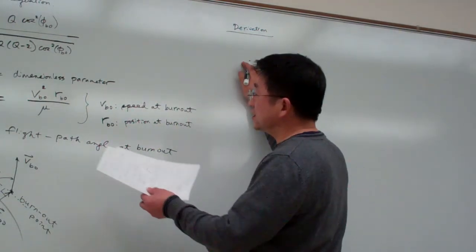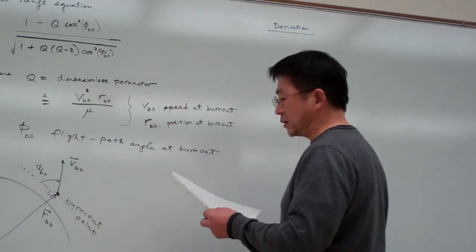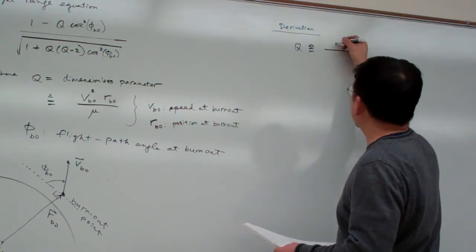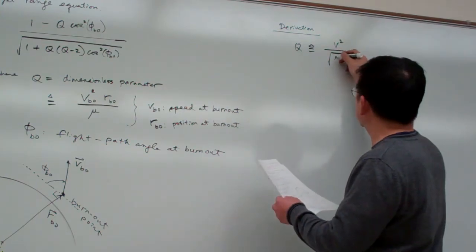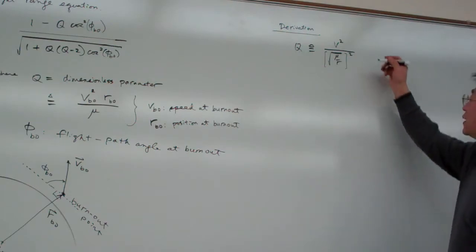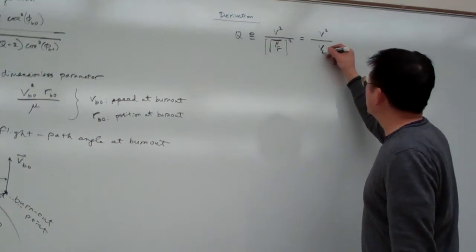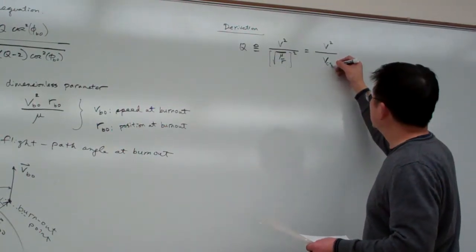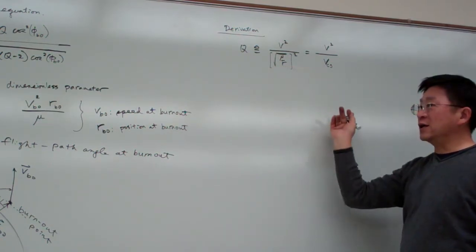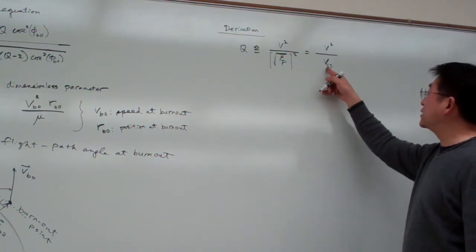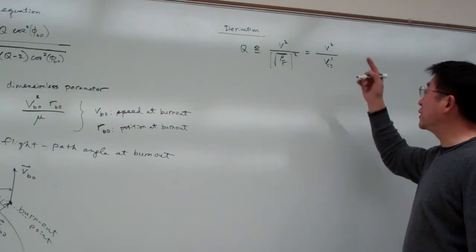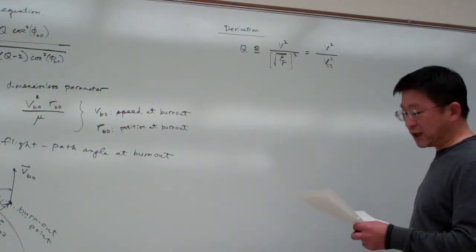So for the derivation, this Q is the definition, so nothing much to say. So here, let me say, Q actually is defined by velocity squared divided by mu over R. So why do I say so? This one basically is V squared divided by the circular speed squared. So if you remember, this is the constant speed when an object is in a circular orbit. Okay, so this is the constant cruising speed in the circular orbit, squared. So we simply compare whatever the speed is to the circular speed, then we have the information here.